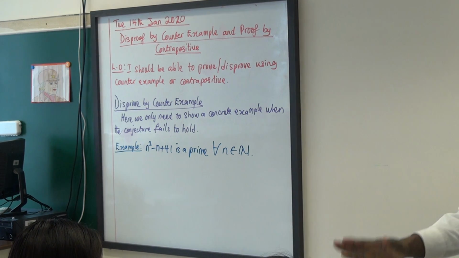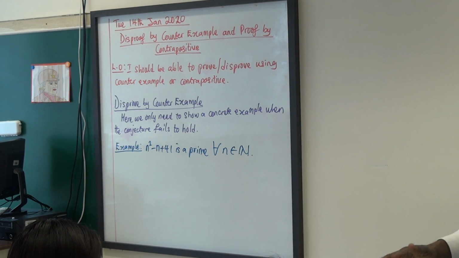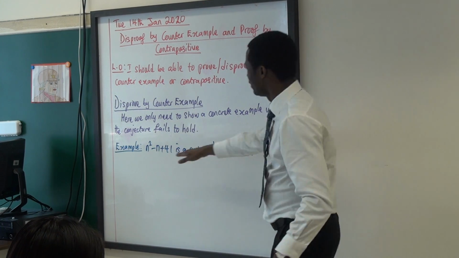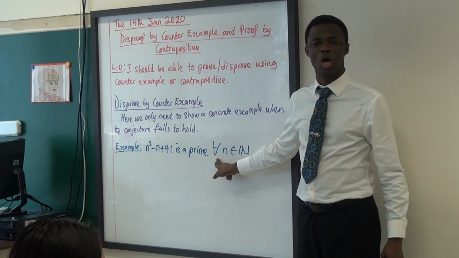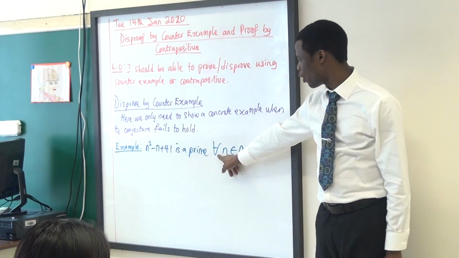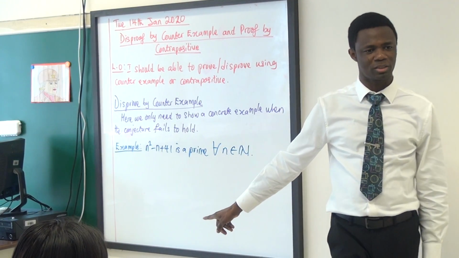She has found when n is 35, you will get a number 2021, which is not a prime number. So that statement is wrong, particularly for all. If the statement was, this is a prime for some n, then the statement is right. But it says for all, that's what makes it wrong.